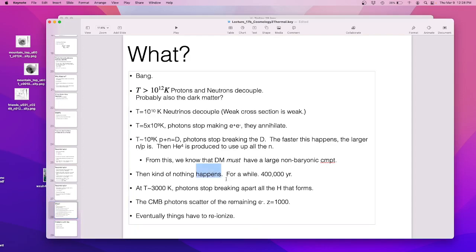Then nothing happens for a while. For about 400,000 years. Oh, I might have inverted. I may have said 100,000 years when I meant a redshift of 1100. It's about 500,000 years before the recombination actually happens. It's at a redshift of 1,000. So at a temperature of about 3,000 Kelvin, photons stop breaking up all the stuff, and the neutral hydrogen forms. Eventually, things reionize, but that's later. Eventually, stars form. That's later.